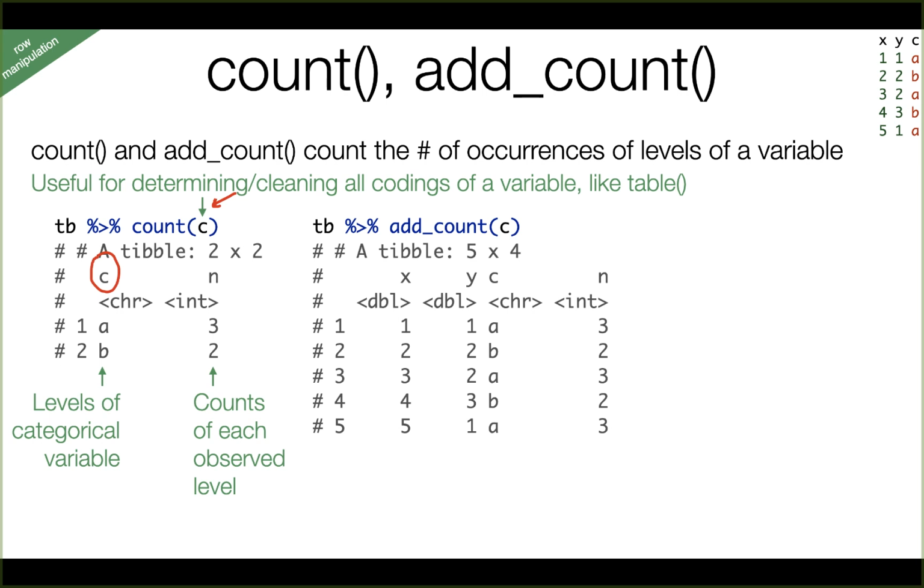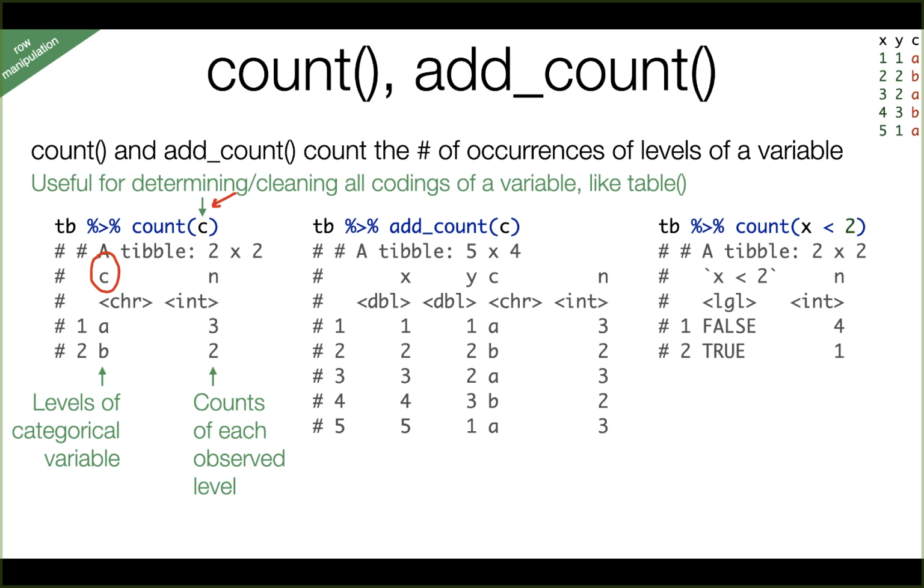One of the other nice features of count is that you can actually give it an expression to evaluate, and then it will tabulate the results of that. So here's an example of that. TB piped into count x is less than 2. So the idea is that you're trying to count the number of times that the x variable is less than 2. So that's an expression that has to be computed on the fly. It's either true or false, and the result looks like this.